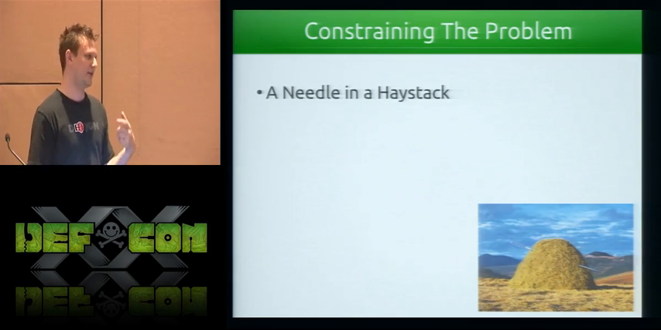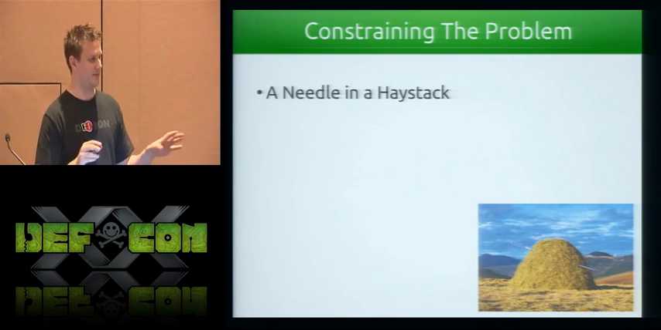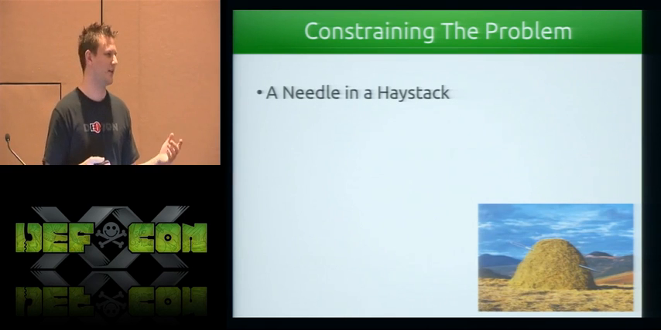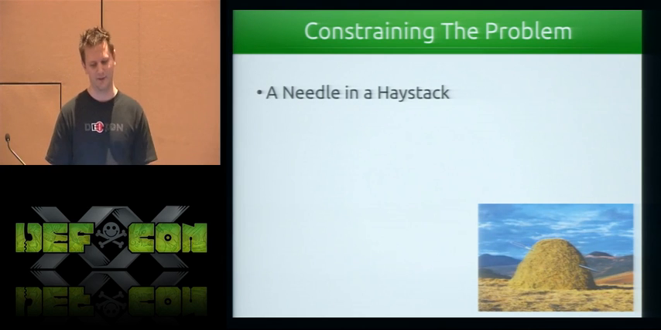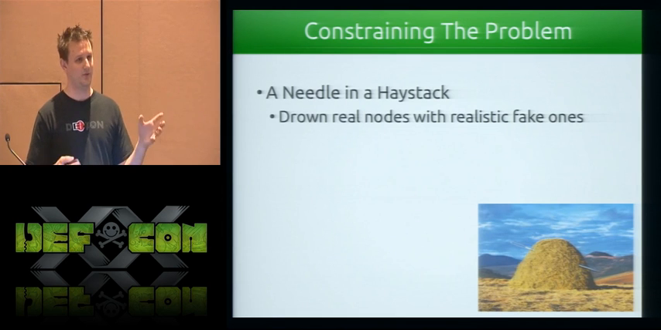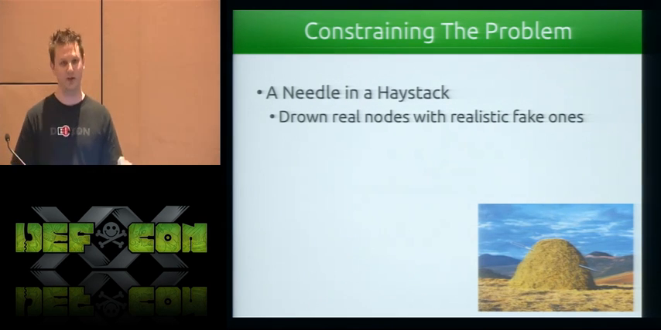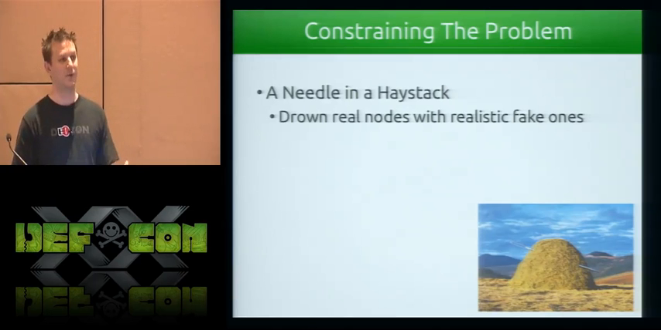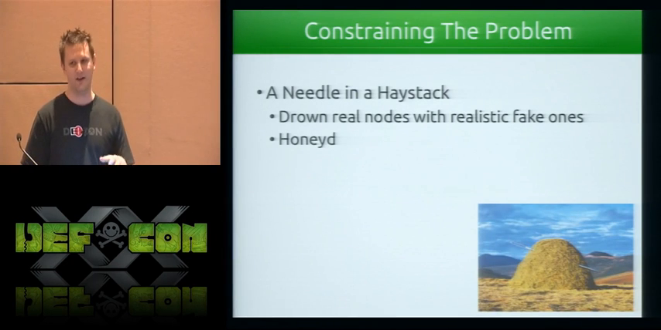So we're going to try to make finding your real network nodes in some private network of yours like finding a needle in a haystack. In the picture, a big needle inside of a haystack. So what we're going to do is drown out the real nodes of your network with realistic-looking fake ones. I say realistic-looking only from the network perspective, but not necessarily from other ways.